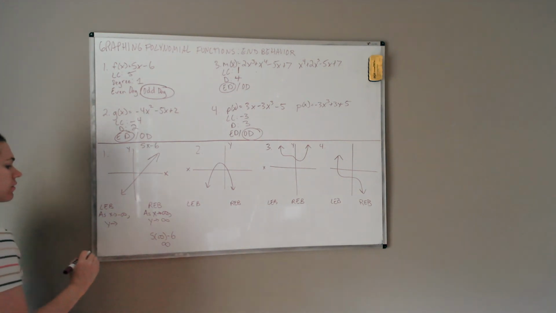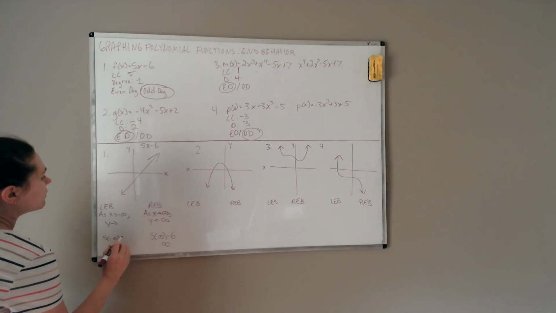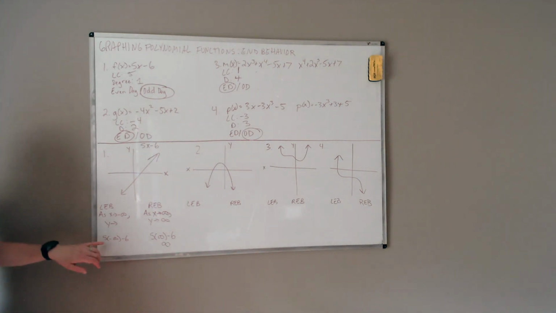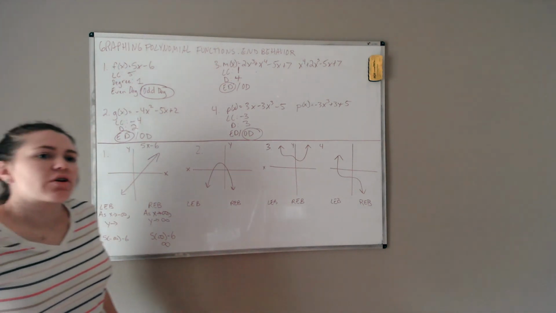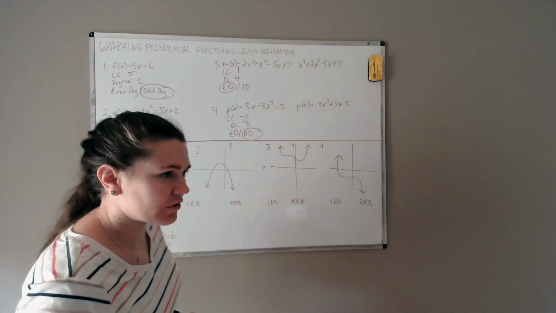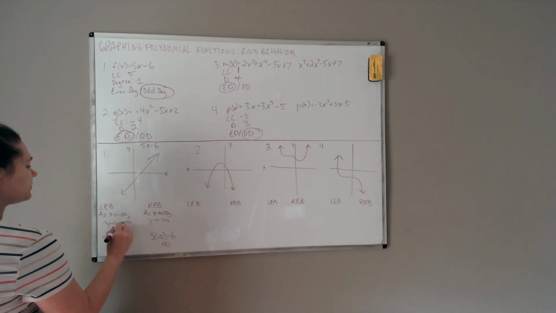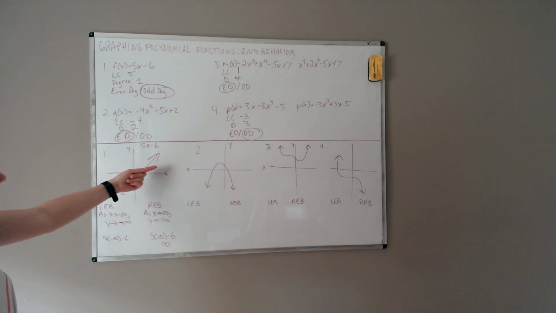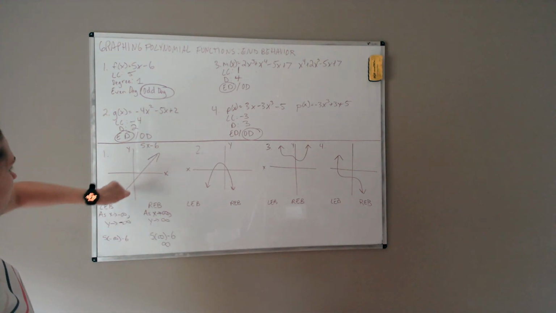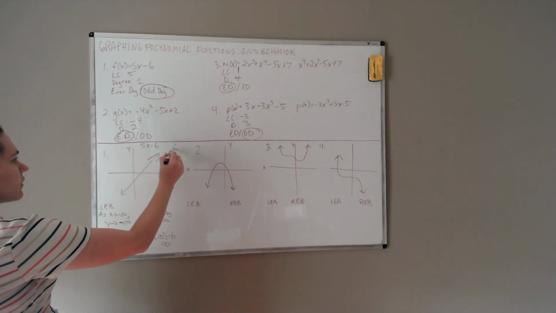Now to figure it out, you would really be plugging it in. 5 times negative infinity minus 6. 5 times negative infinity is going to give you a massive negative number, and then you take away 6, so you're going to be going to negative infinity. So notice, at the right end you're going up, at the left end you're going down. Okay, that's number 1.